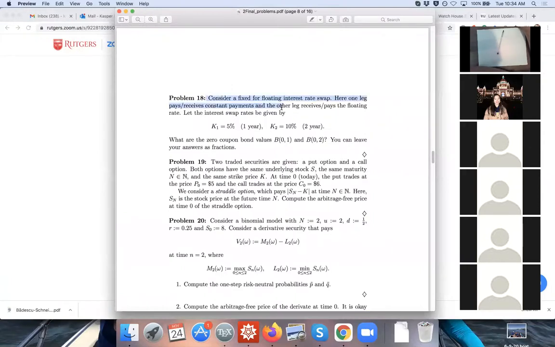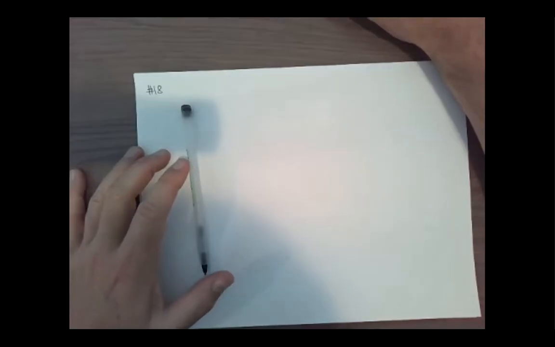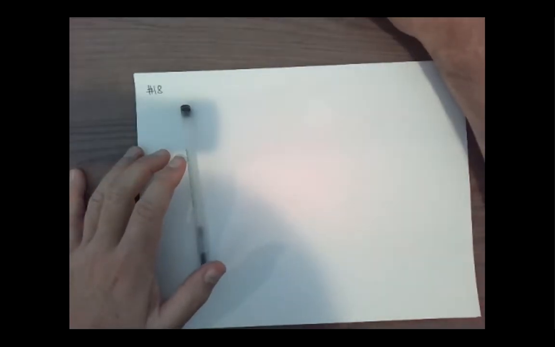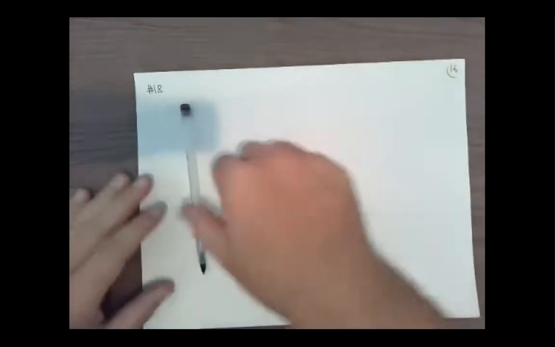So we have a swap. And so there are these two legs, fixed and a floating. And you're given swap rates for 2 maturities, a 1 year and a 2 year. And so the question is, what are the corresponding zero coupon bond prices? So this is how the interest rate models here are typically calibrated. This is number 18. Let me write it down. This is when I talked about calibration in the beginning. This is what I mean.